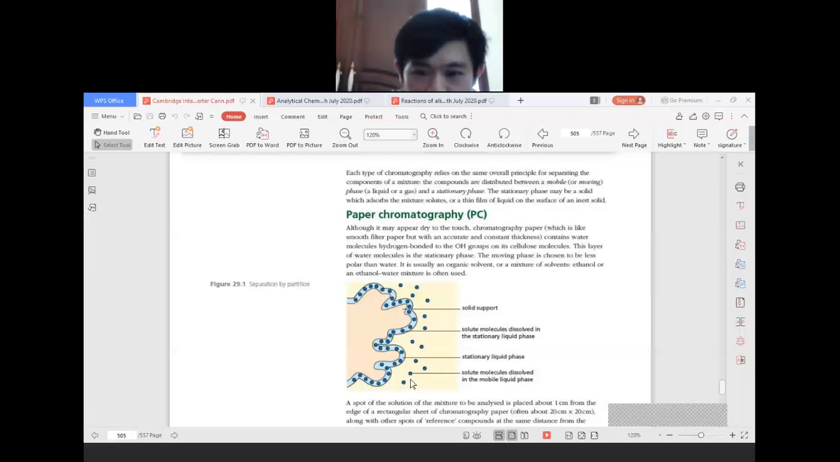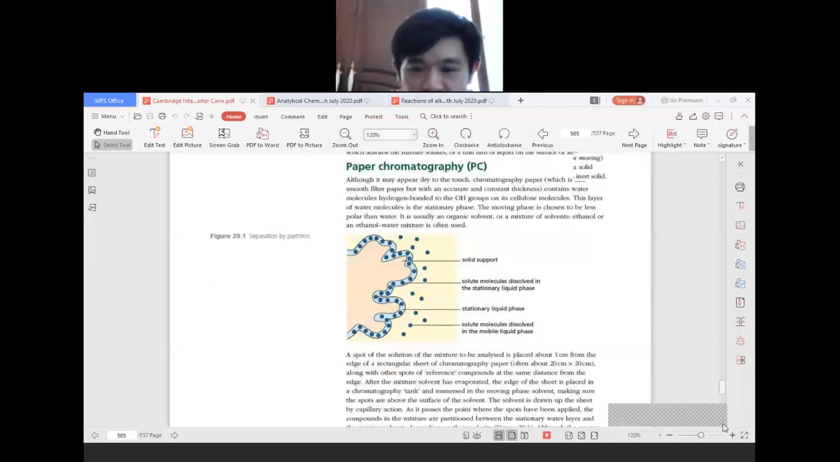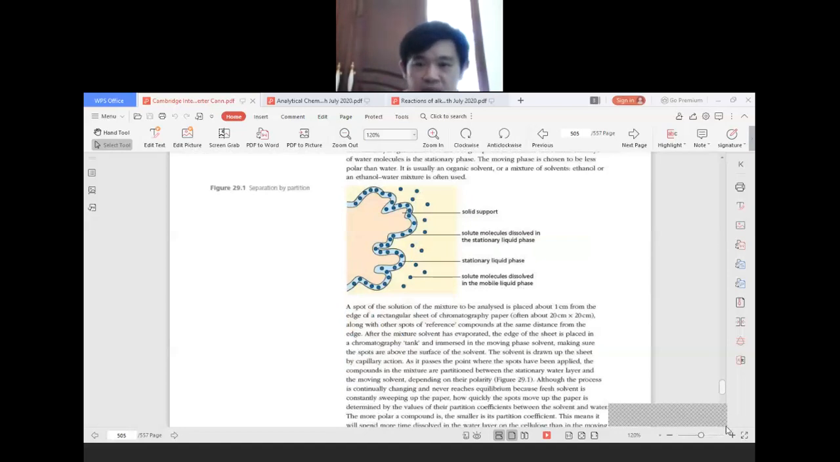Okay, and then when we do paper chromatography, we must have reference compounds. What is the reference compound? Now these reference compounds are written in a data booklet. In the data booklet, for example, the RF equals 0.5, RF equals 0.34, as in the one that we have right there in the back.